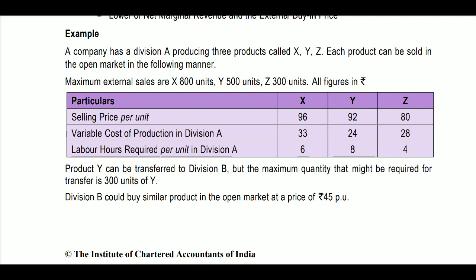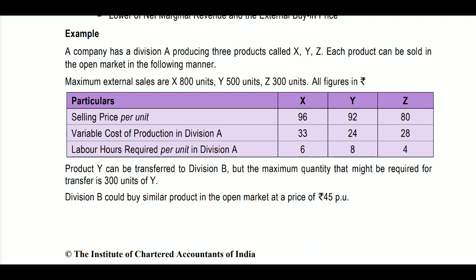First of all, they provided external sales of 800, 500 and 300 units, and the hours required are 6, 8 and 4. So 800 into 6 is 4,800 hours required for X, 500 into 8 is 4,000 hours required for external sales of Y, and 300 into 4 is 1,200 hours required for Z. Then the total required hours are the needed hours.